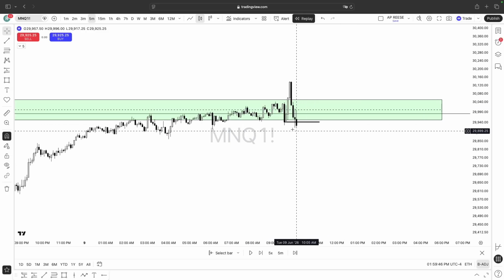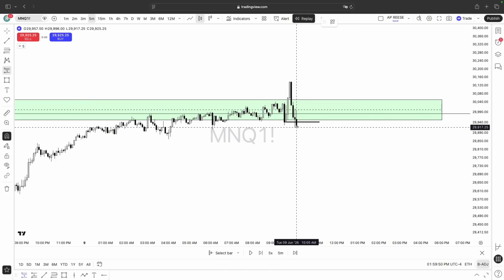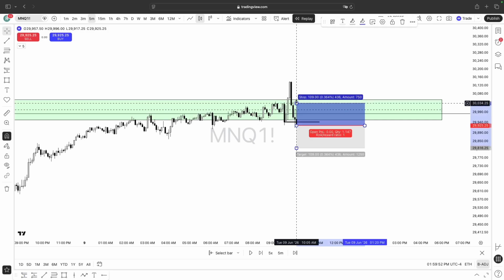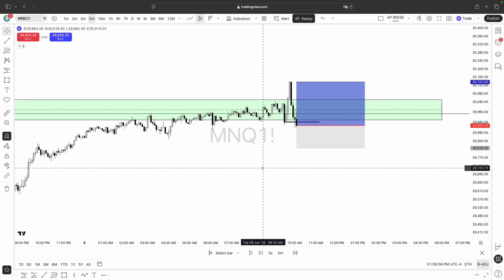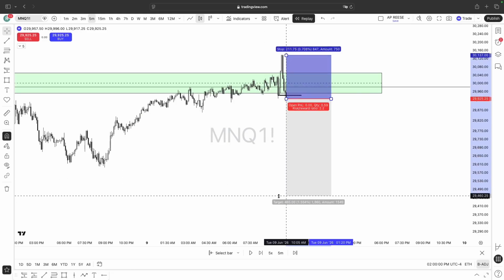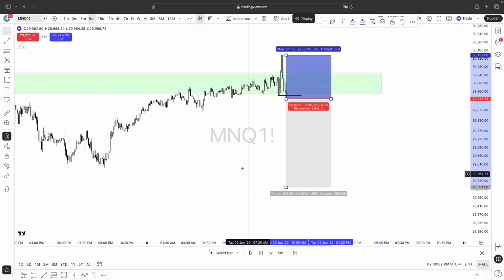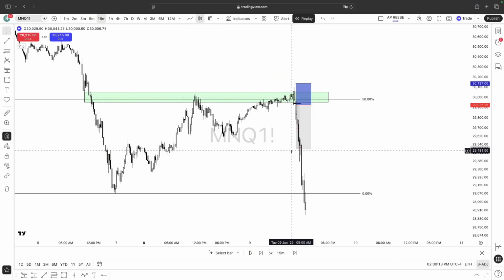So as you can see, we got the close below there. So all I'm going to do is enter here. And now you want to find a level that you could put your stop at and just go for a 1 to 2. Now let's see how this plays out. And as you can see, price went to its target.